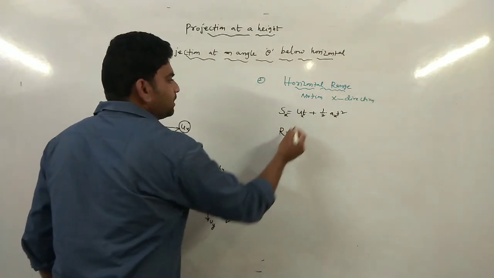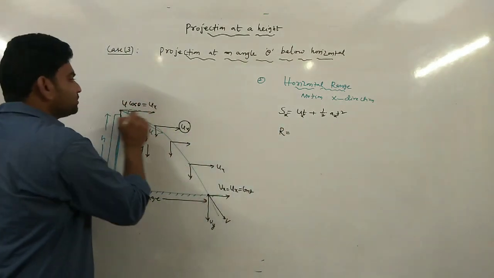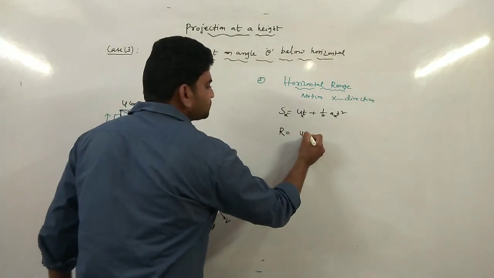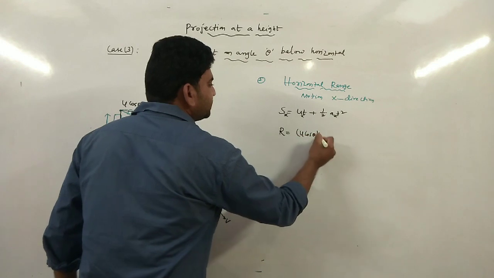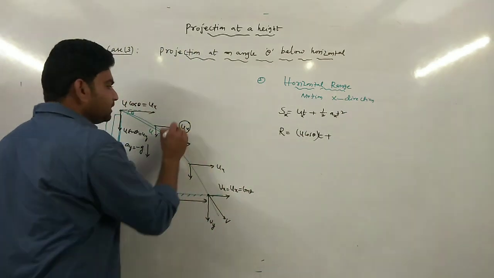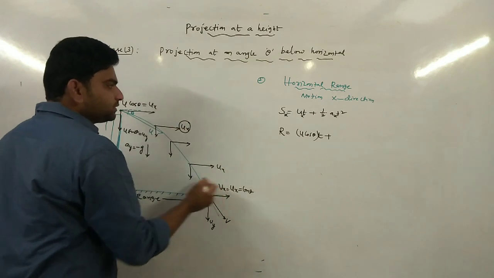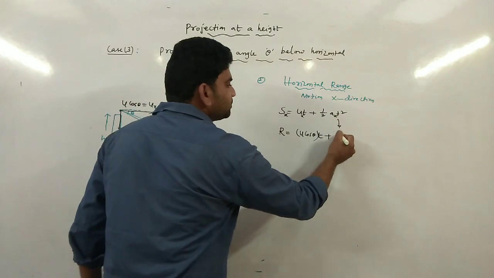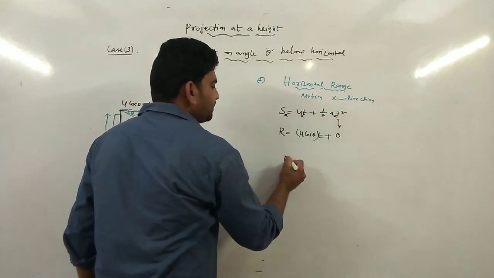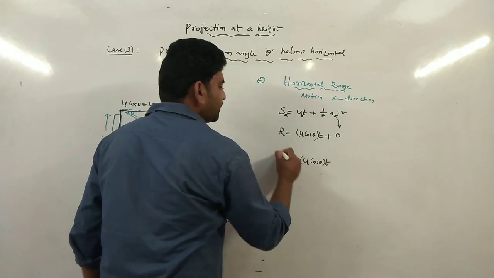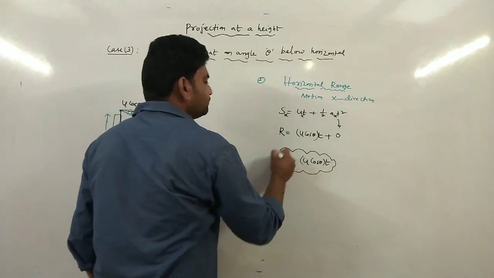So ux is nothing but u cos theta. Throughout, its velocity is constant, so I am writing it as u cos theta into t, plus, there is no acceleration in the horizontal direction. You can see here the velocity is constant throughout in the horizontal component. So this term becomes 0, 0 into something is 0, and finally my range equation is u cos theta into t. This is my range value.